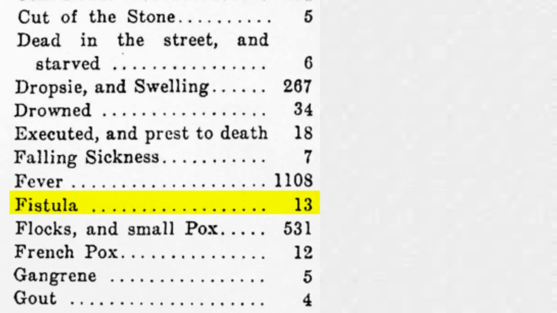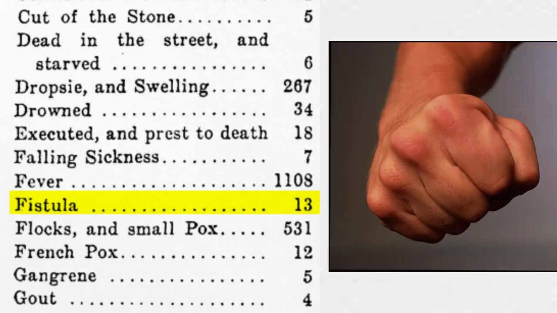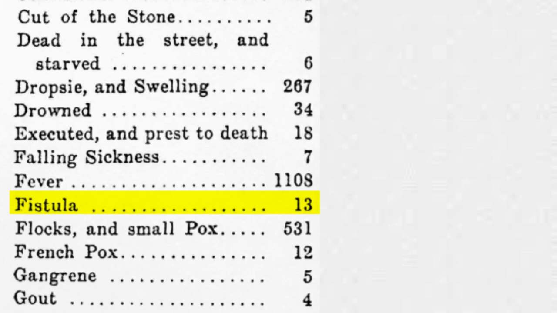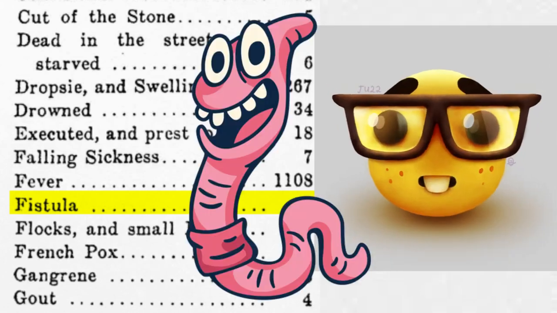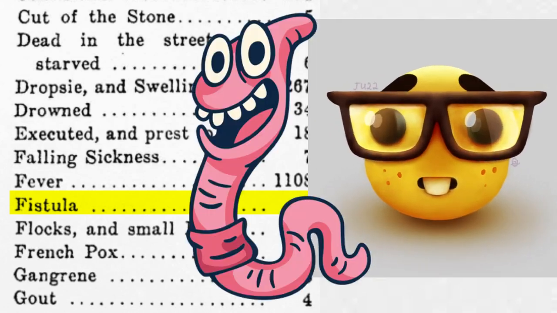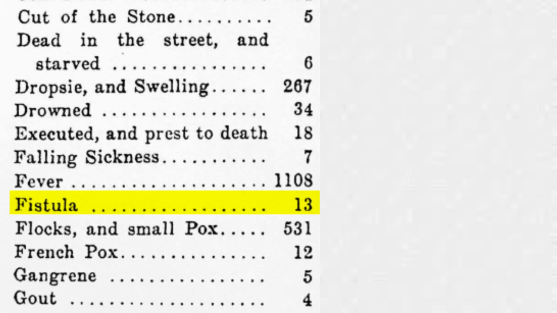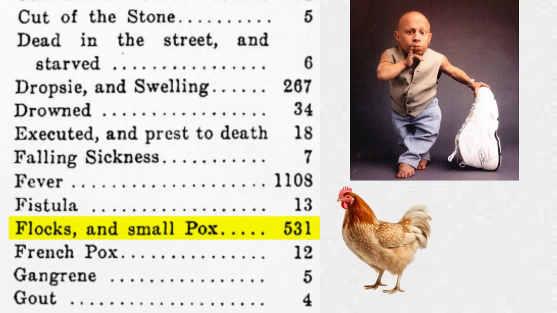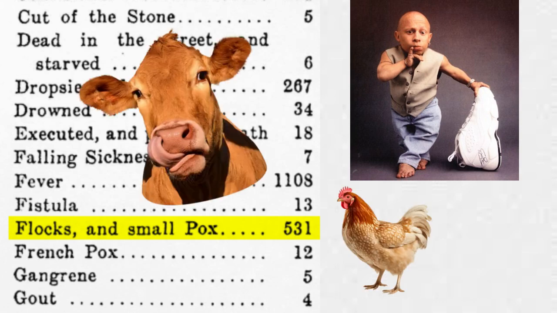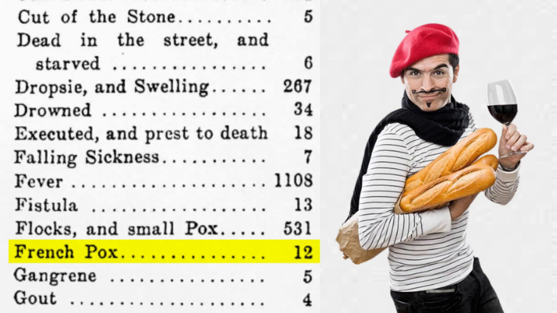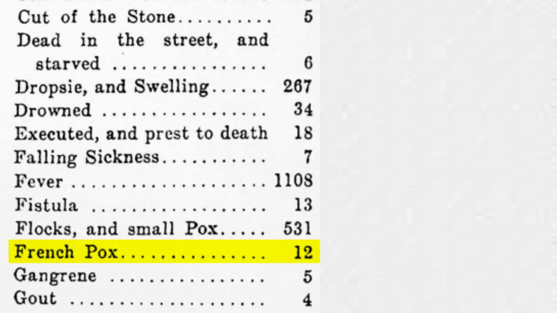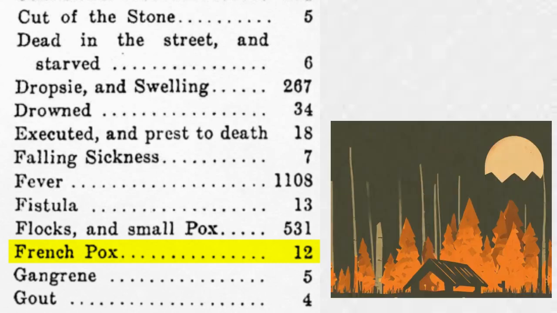Fistula killed 13. I tried my best to find out what fistula is, and the best description I can pull is something about a long, narrow canal or ulcer found in someone's body. I don't have the medical knowledge to properly understand that, but whatever it is, it sounds super gross. Smallpox, chickenpox, and cowpox killed 531, while the French pox, otherwise known as syphilis, killed an even dozen. Don't ask me how the poor French got blamed for syphilis. I don't think I'm allowed to answer that on this channel.